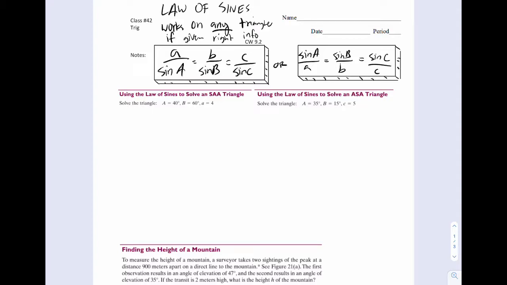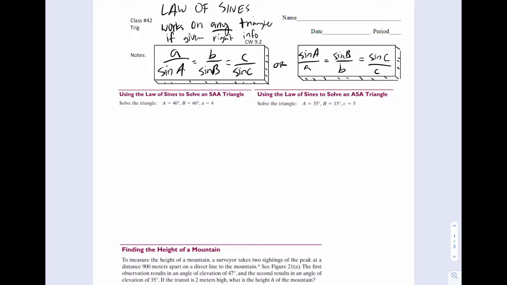For SOHCAHTOA, for example, that only works on right triangles. But law of sine can actually work on any kind of triangle as long as you have information like the ones we will have today. So let's get right into it. For this whole chapter, you're going to need a calculator, so make sure you have your calculator ready.